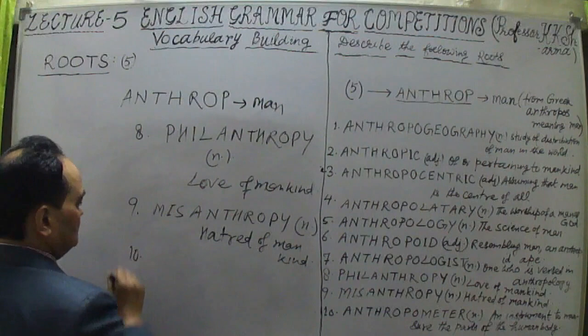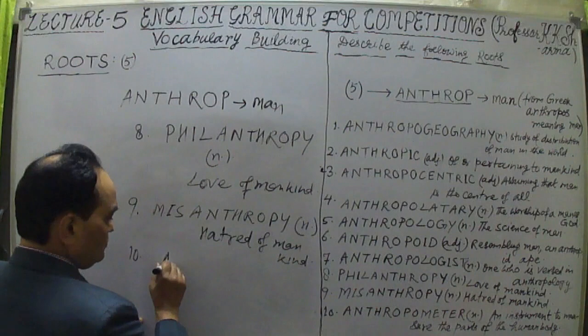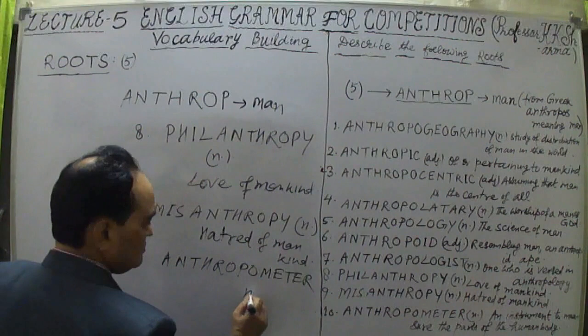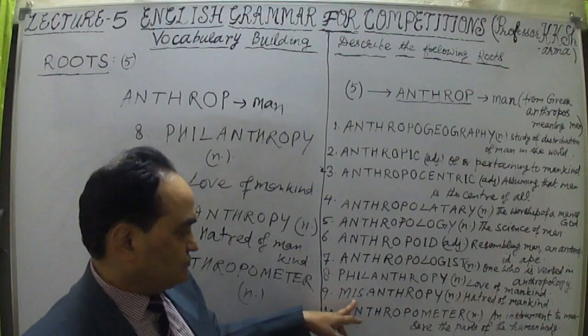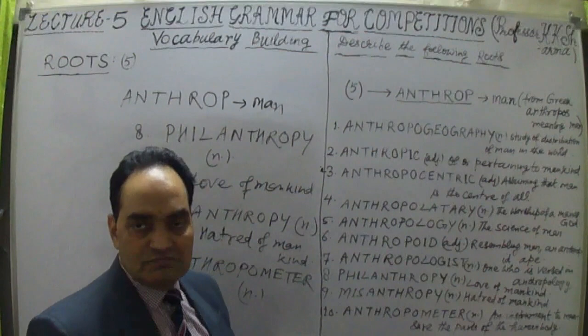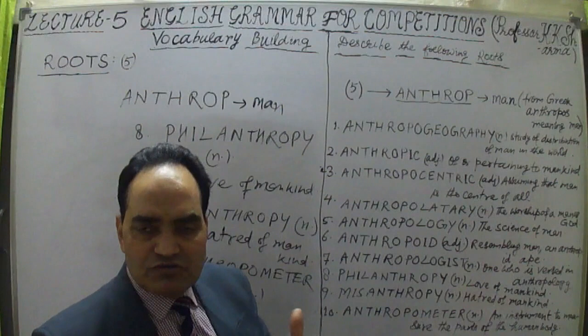Now the tenth word is anthropometer, M-E-T-E-R, again a noun here. Misanthropy and philanthropy are both nouns, love and hatred of mankind. Love of mankind is philanthropy, hatred of mankind is misanthropy. And anthropometer is an instrument to measure man. Measuring man means measuring the limbs of the man, the parts of man.